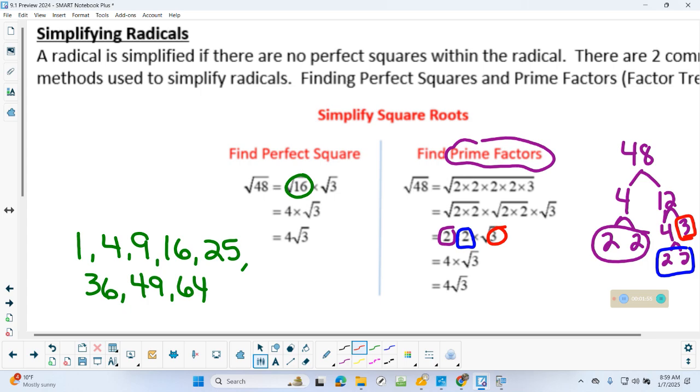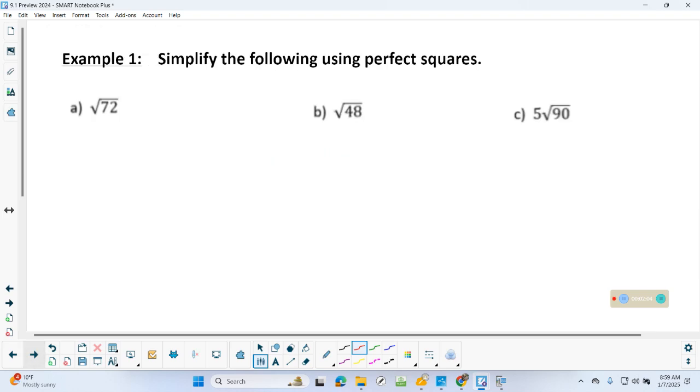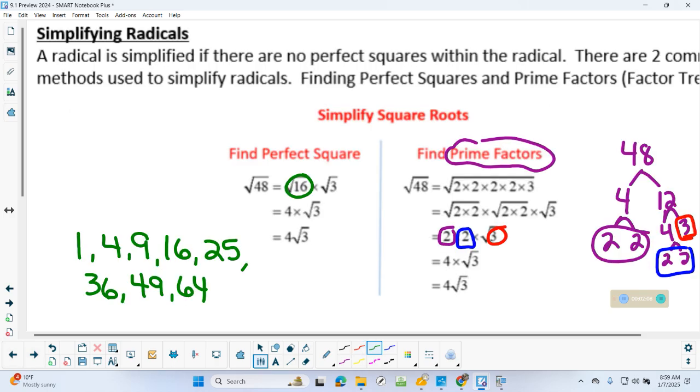So we're going to practice both methods. You pick your poison on how you want to simplify them. It doesn't matter to me. I'll never force you to do one method or another, as long as you can simplify. So I'm going to start with the perfect square. So I'm going to flip back here. We're going to look at these green numbers.